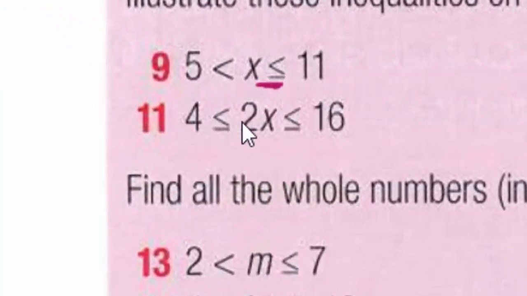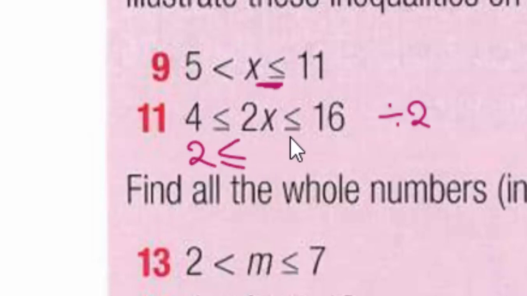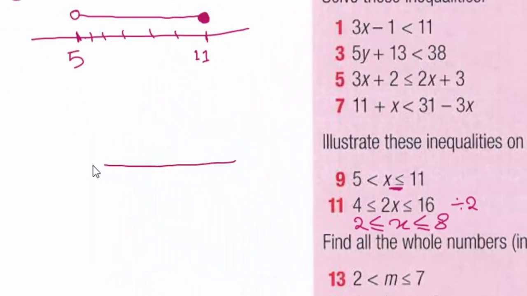This is 4, this is 2x, and this is 16. We can divide all of them by 2. That's why we do. If we cannot divide all of them by 2, we don't. Now 4 divided by 2 is 2, it's less than or equal to 2x divided by 2, which is just x, and it's less than or equal to 8. To do this, as you see, it's between 2 and 8, a straight line. This is for question 11.